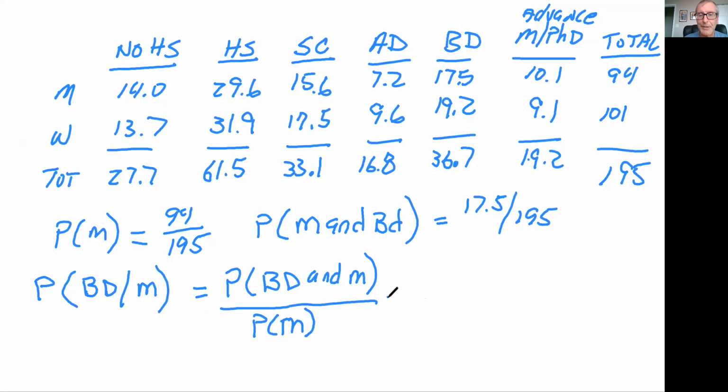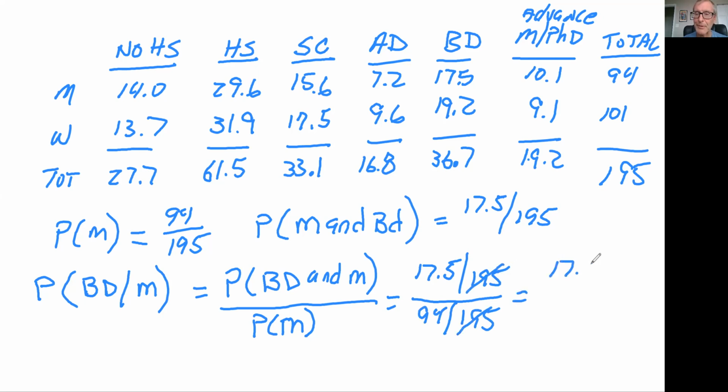And so what would that be? That would be 17.5 divided by 195. We just did that up there, right? And then we did the men, right? That would be 94 divided by 195. That 195 cancels, and you end up with 17.5 over 94. So that's the mathematical way of doing the calculation.